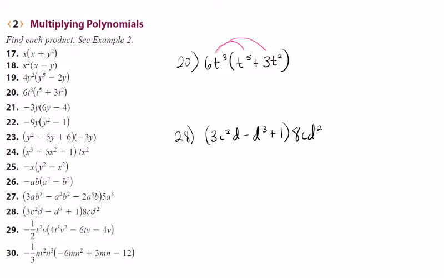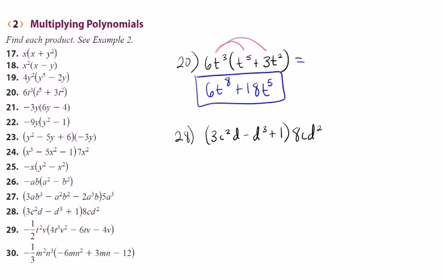And so 6t cubed times t to the fifth, that's going to be 6t to the eighth, right? Since I have like bases, I just add the exponents using the product rule. Then 6t cubed multiplied by 3t squared: 6 times 3 is 18, t cubed times t squared is t to the fifth. Right, so that'll be our final answer.